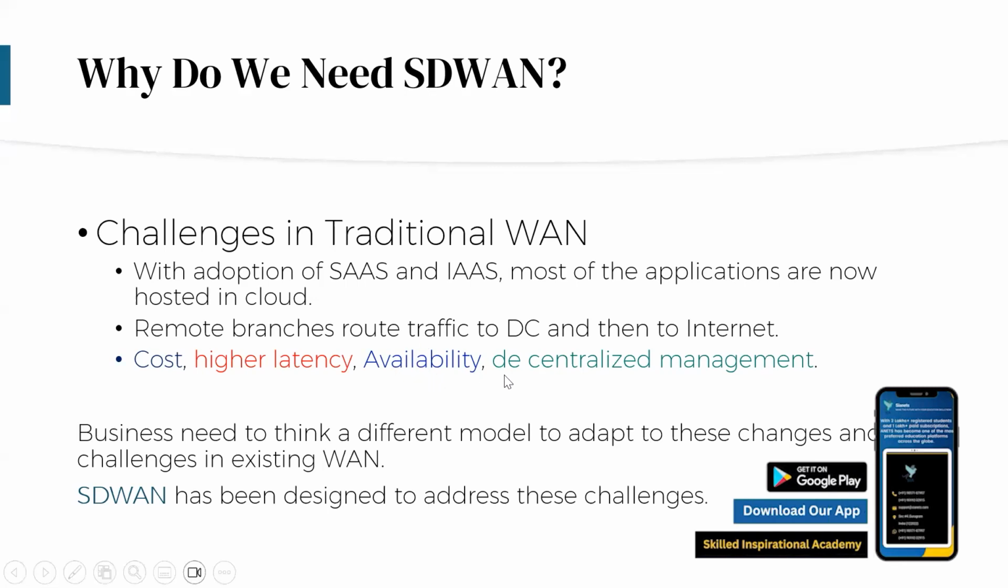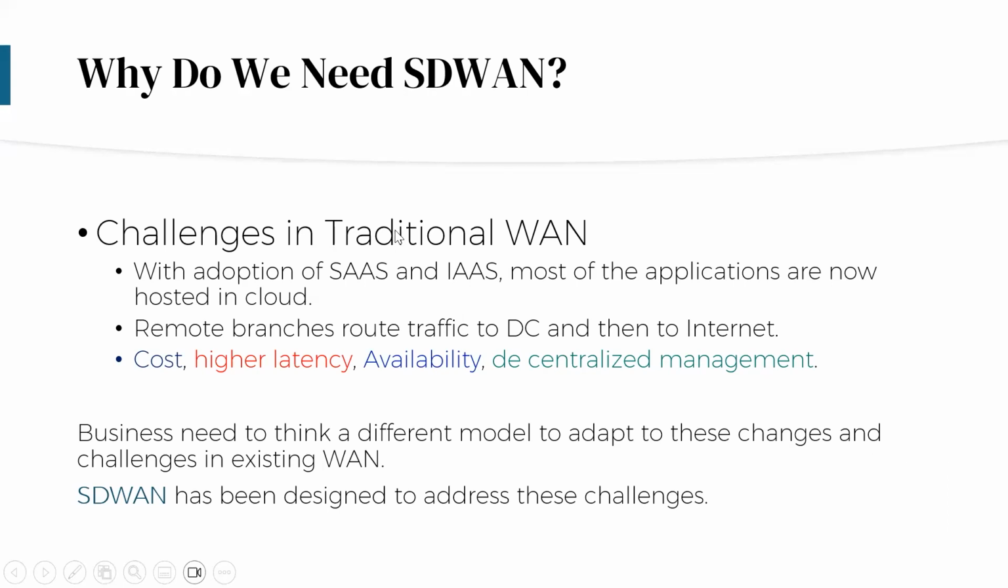And one more thing: in the traditional WAN, you have to SSH and take access to each and every device individually, and do the configuration and troubleshooting there as well. So basically, you have to log in to a particular device one by one, and you have to troubleshoot and configure. That's completely decentralized management. We don't have any centralized point from where we can configure every device. And yeah, that's a challenge. So these are the four main challenges with the traditional WAN.